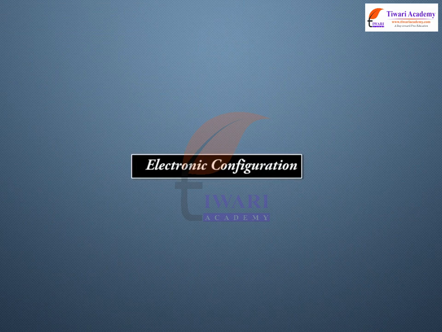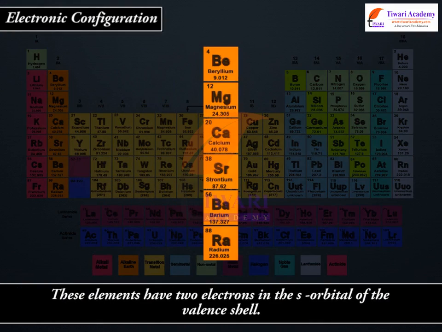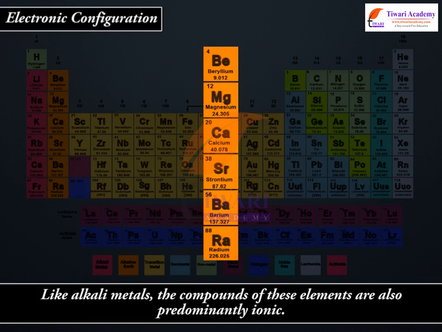Electronic configuration. These elements have 2 electrons in the s orbital of the valence shell. Their general electronic configuration may be represented as noble gas ns2. Like alkali metals, the compounds of these elements are also predominantly ionic.